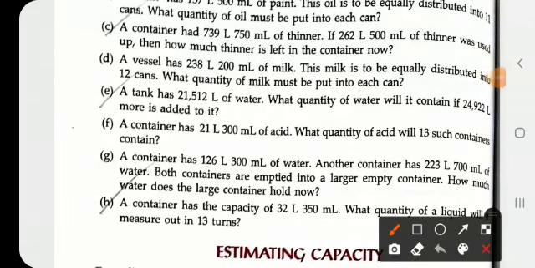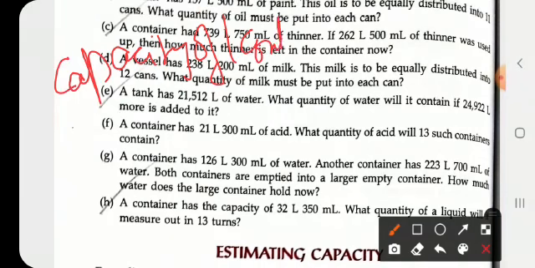Sum number F says a container has 21 liters 300 milliliters of acid. What quantity of acid will 13 such containers contain? So simply we can understand what we have to do. We have to just multiply it. So what will you write? The first is, capacity of one container is equal to, what is the capacity? It is 21 liters 300 milliliters.